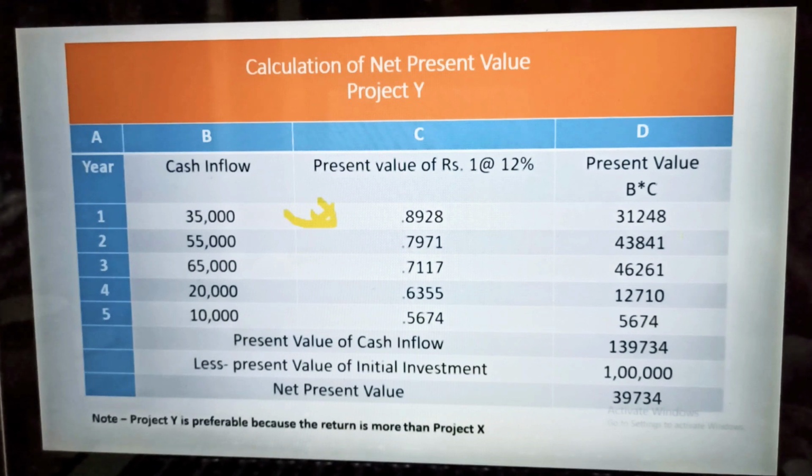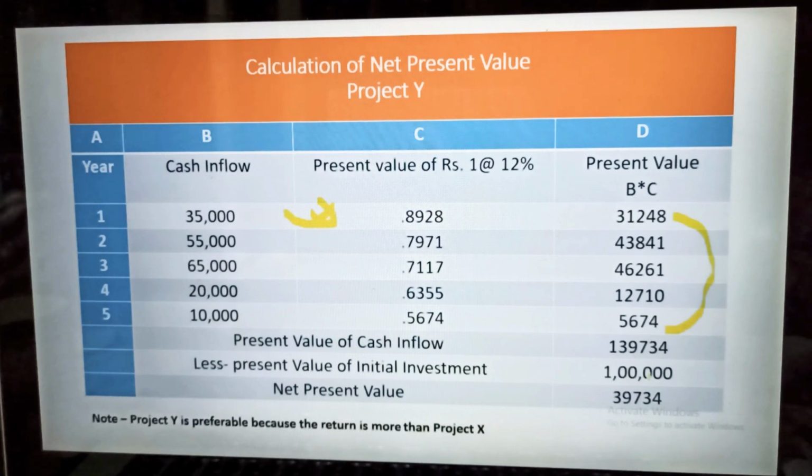After summing up, you can check that in this case the value is coming to 1,39,734 rupees. Then you have to subtract the initial investment given in the question, that is 1 lakh rupees. After that you can see 39,734. You are investing the same value in project X and in project Y, but in project X you are getting 19,000 something, and in project Y you are getting double of 19,000 or more, 39,734 rupees, right?